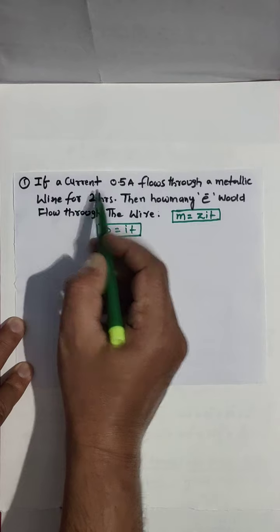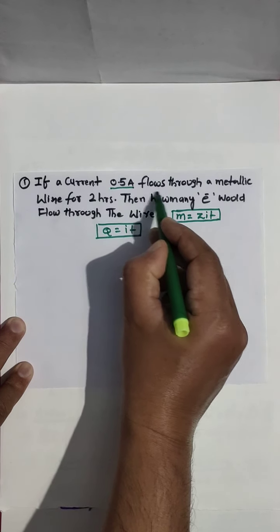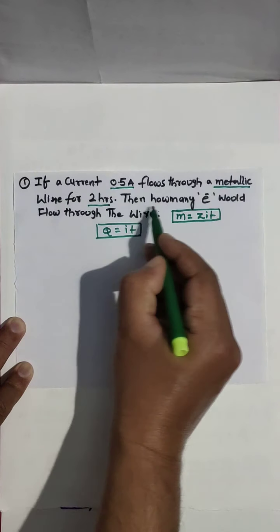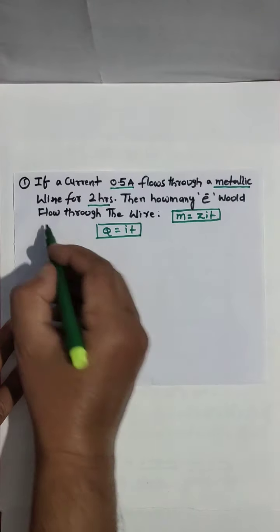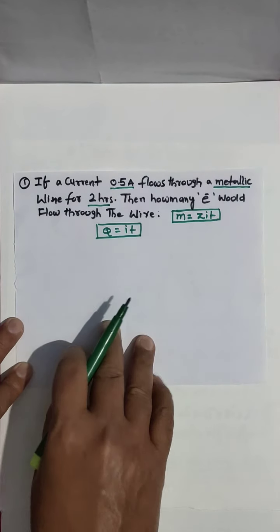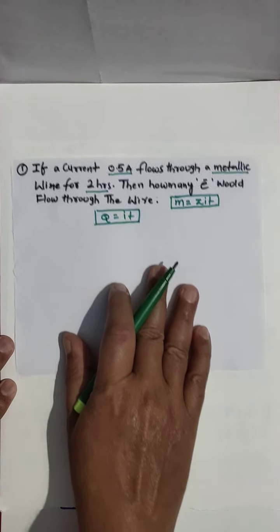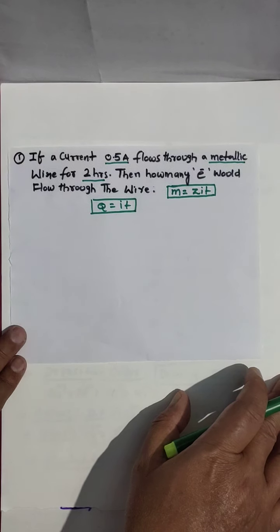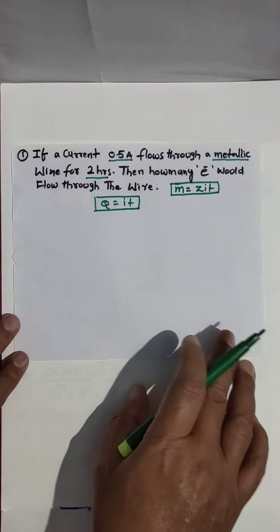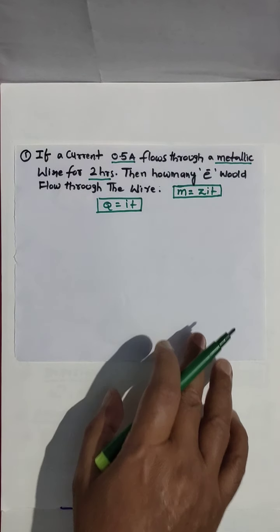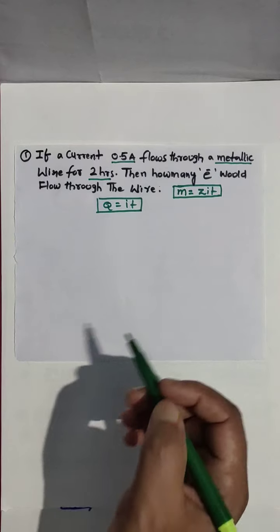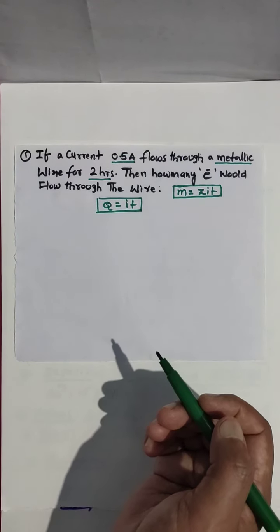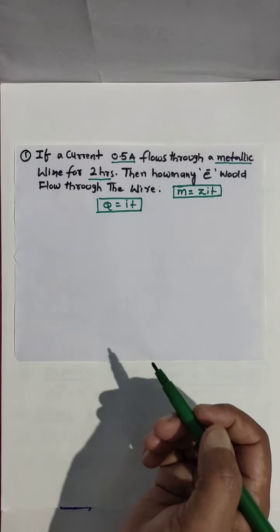If a current of 0.5 ampere flows through a metallic wire for 2 hours, then how many electrons would flow through the wire? So the number of electrons we have to calculate. And such questions we learn in basic concepts of chemistry also in first PUC. That's why basic chemistry which you learn in first PUC is very important in physical chemistry, in electrochemistry, and we have chemical kinetics. That's why basic chemistry is very important.